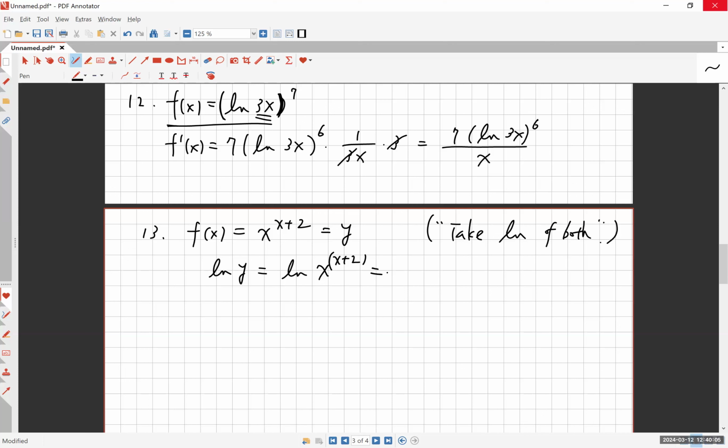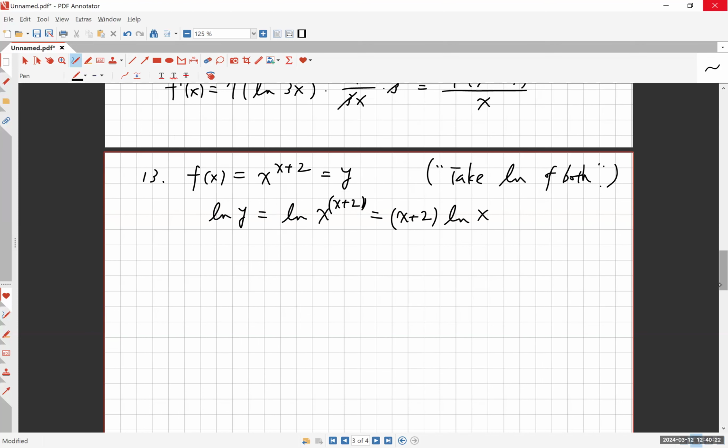But remember, if you have ln of a to the bth power, that b, the power, the exponent, becomes a coefficient. And this is what happens. This is how you transform a log, right? And because of this property of logarithm, that's why we can do this logarithmic differentiation.